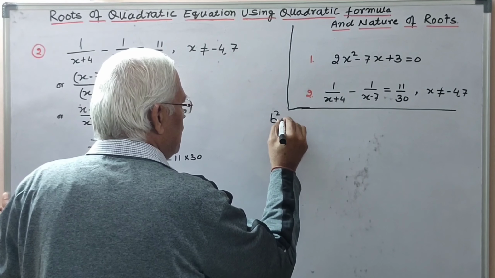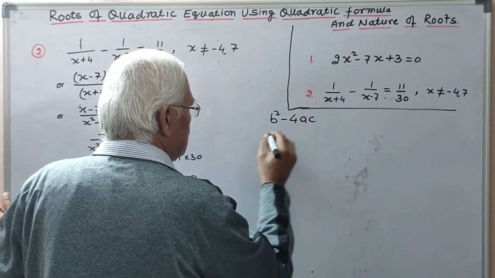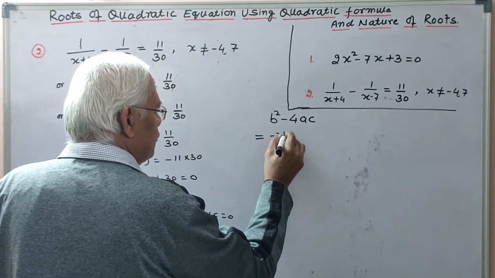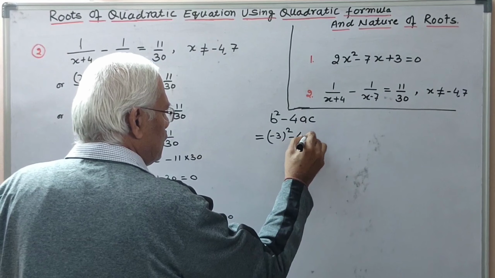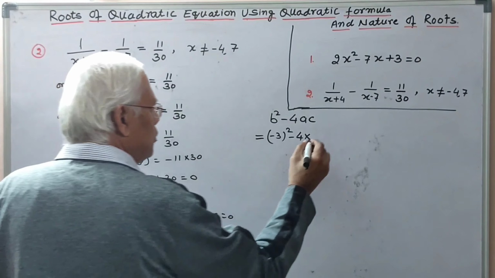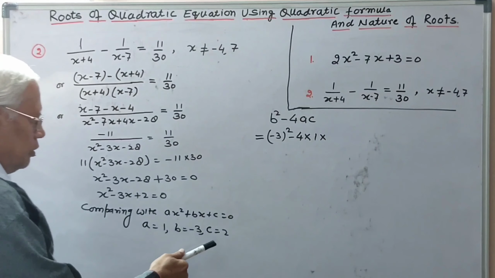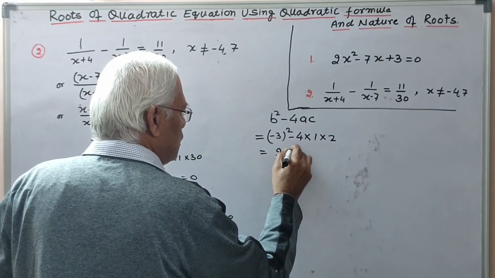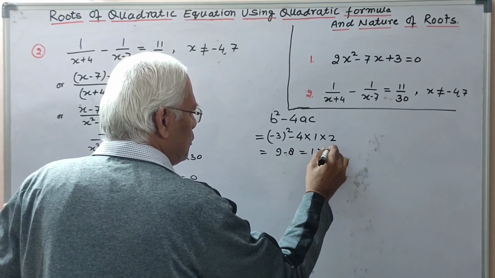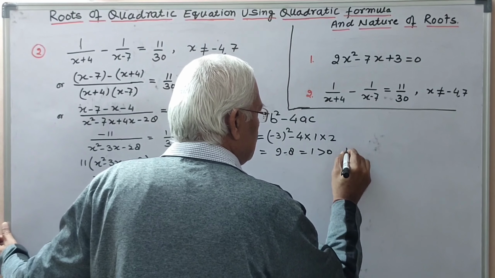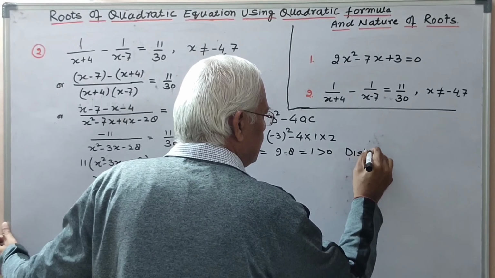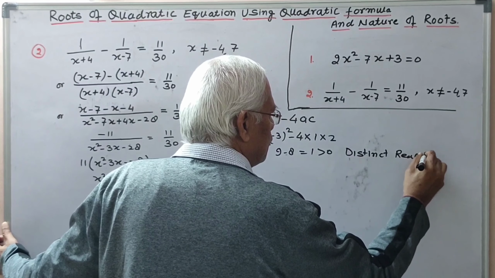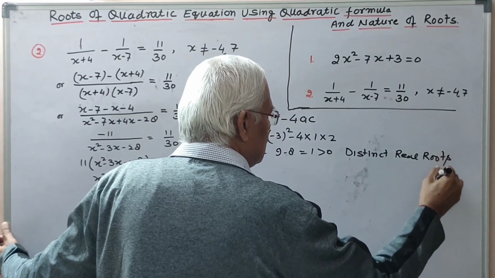First of all, we will find the value of b square minus 4ac. So what is b? Minus 3. What is a? 1. And what is c? 2. So 9 minus 8, 1, positive. Equation will have distinct real roots. Distinct means different.